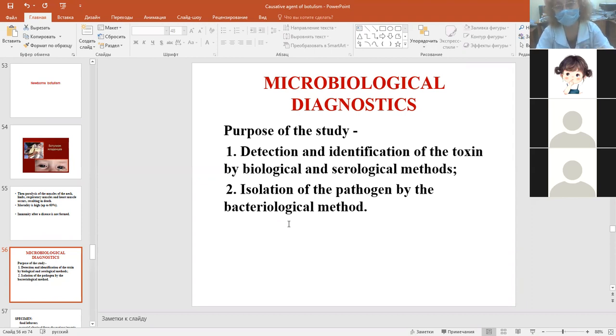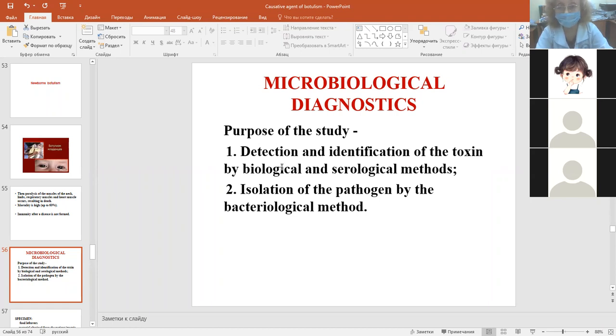Then in microbiological diagnostics, the purpose of the study is detection of exotoxin, and exotoxin should be detected as soon as possible. Just by detection of exotoxin, it is possible to confirm the diagnosis, and treatment should be done as soon as possible to save the life of the patient.